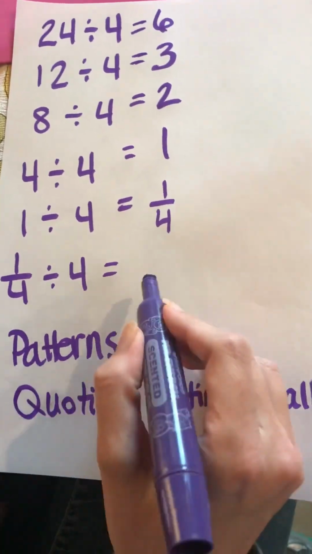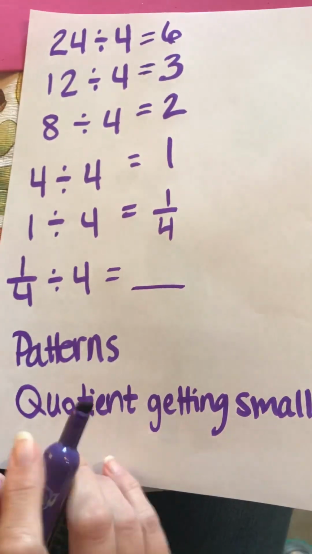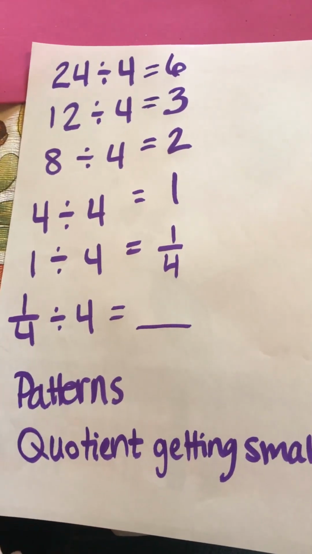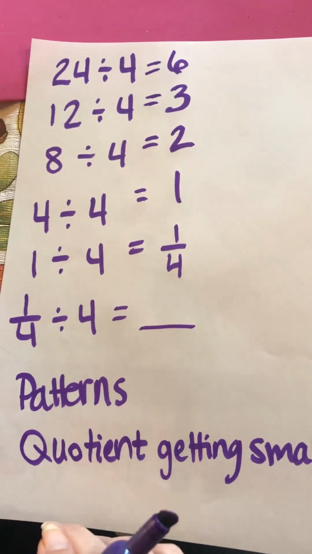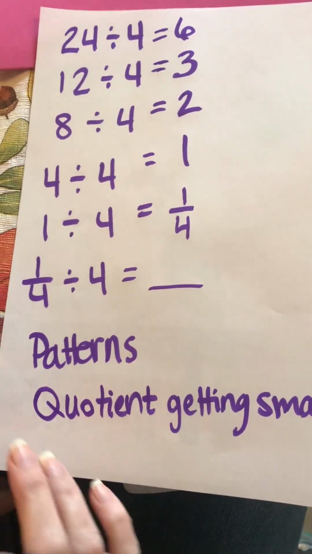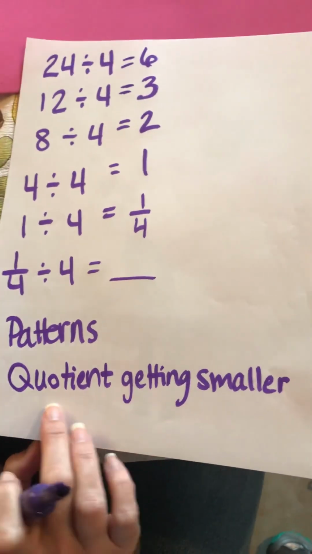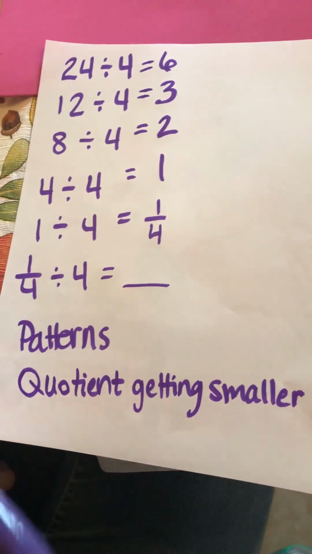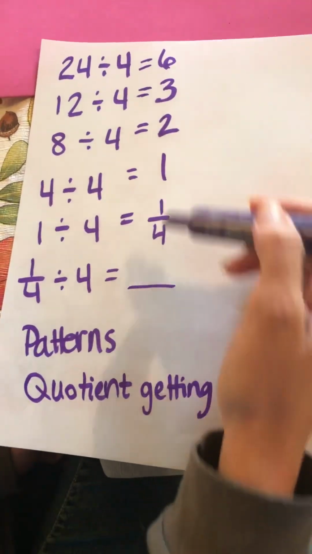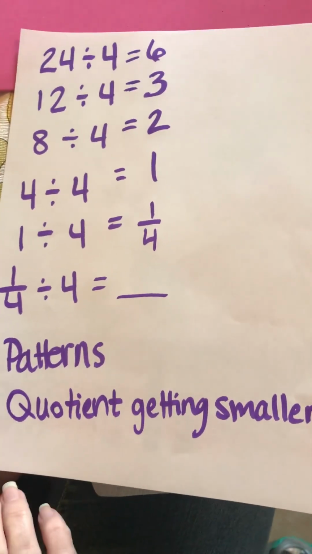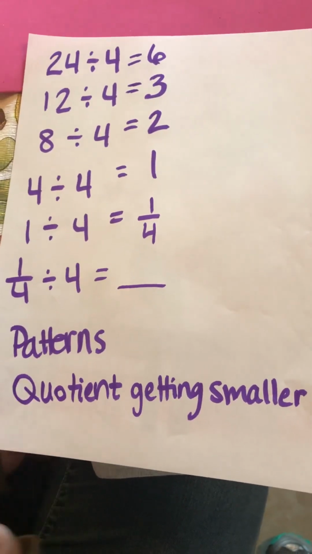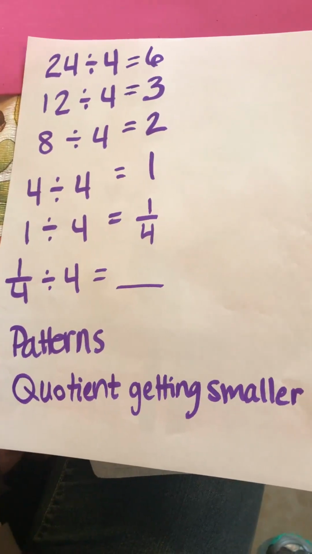So before we go over the answer to this, we're going to think about the patterns that we have noticed in all of these. So for just a minute, you can pause it and write down what patterns you noticed. And also think about why is the quotient, and remember the quotient is the answer to a division problem, why is it getting smaller each time? So pause it for just a minute and write down on your form the patterns you notice and why the quotient is getting smaller.